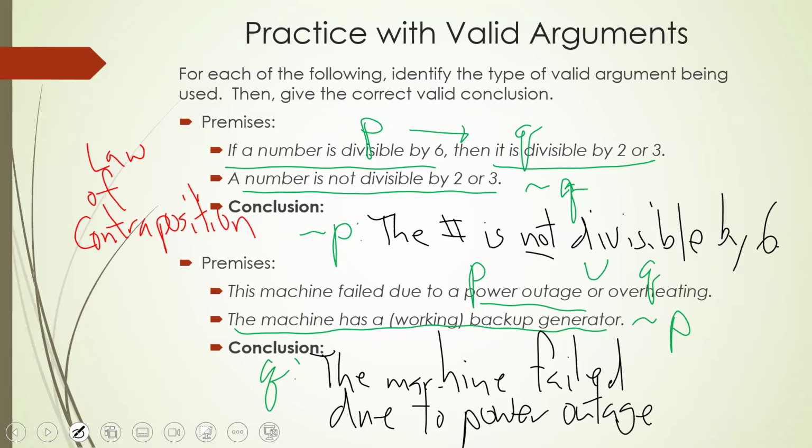Okay. So those are two examples of valid arguments. And sorry, I forgot to write, the second one here is the law of disjunctive syllogism.